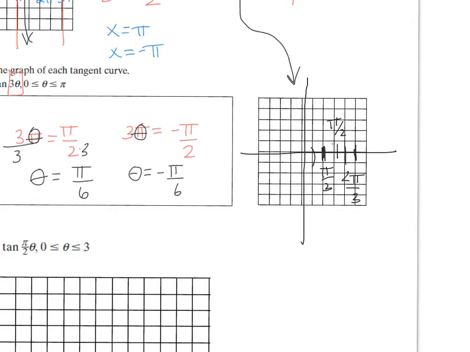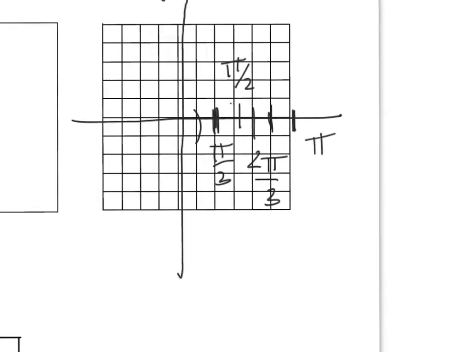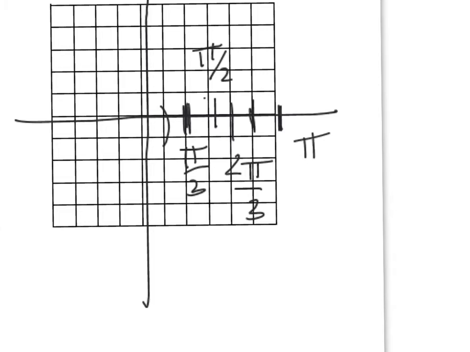5 pi over 6, and pi. That way I'm following the directions that I'm supposed to sketch the cycles between 0 and pi. So I'll zoom in a little bit. My vertical asymptotes, my consecutive vertical asymptotes were negative pi over 6 and pi over 6. So if I keep this pattern up, there'd be a vertical asymptote right here and a vertical asymptote right here.